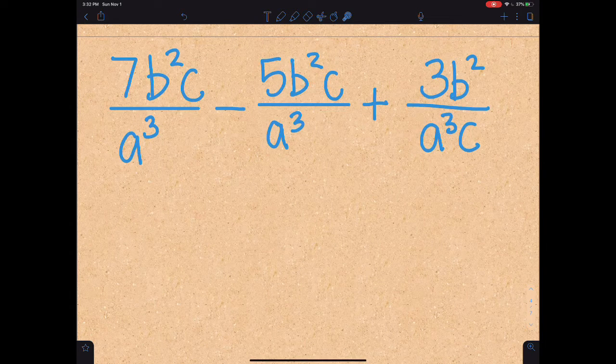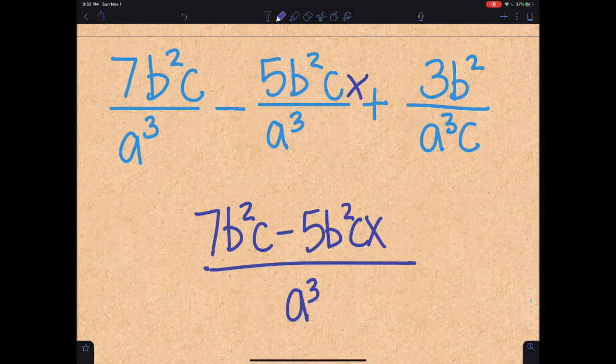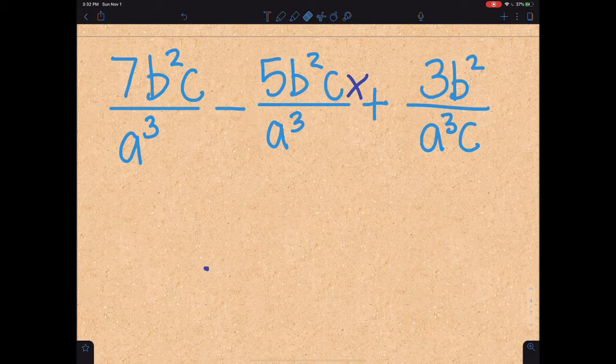Now, are these like terms where you can just add them? Yes, they are, because you've got 7b squared c minus 5b squared c. Now, what if there was just like an x or something else there? Then what I would do on top is leave it like this. And then I would keep the a cubed on the bottom. So I just want you to know that you can still add them, but you would just leave them like that. But that's not the problem we're doing.